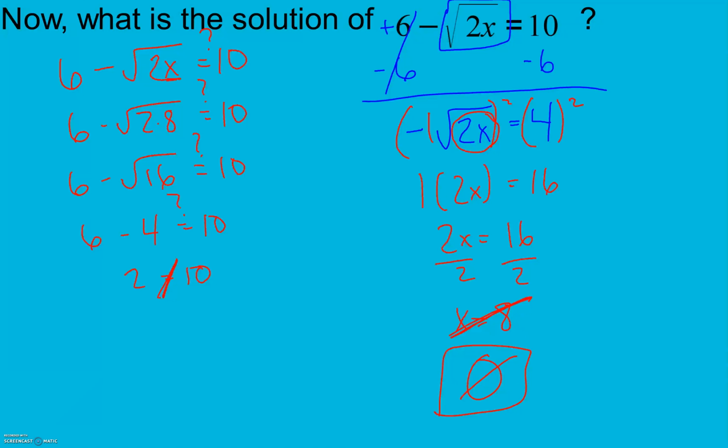We could have seen that from in the blue here. I had negative square root of 2x equals 4. So the other way, guys, is we could have gotten rid of that multiplication by dividing. Square root of 2x equals negative 4. And the square root cannot equal a negative number. So here we'd have gotten no solution as well.